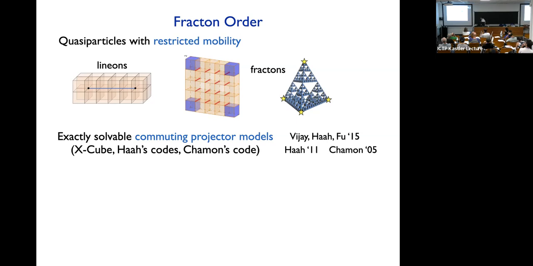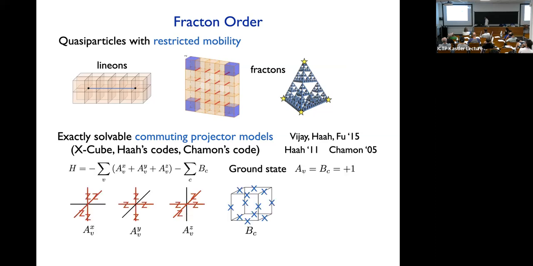It sounds very exotic, but actually there are exactly solvable theoretical models for this. Most of these theoretical constructions come from the quantum information literature, and these are so-called commuting projector models. If you're familiar with the toric code model, that's a commuting projector model. One of the most famous models is the so-called X-cube model. The model is very simple.